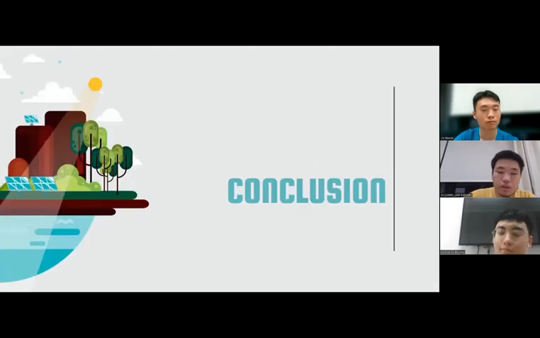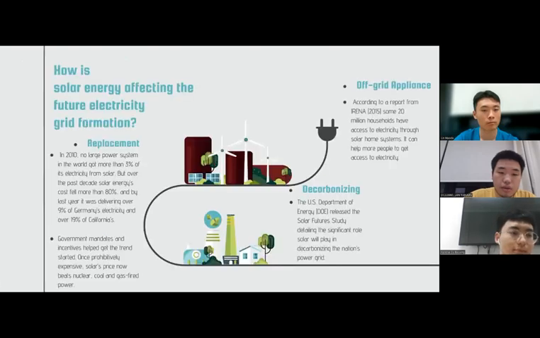And the last part is the conclusion. The conclusion is mainly about how solar energy affects the future electricity grid formation. First, it's decarbonizing. Because it's a renewable energy, it will play a big part in decarbonizing. And the second is replacement, because it's becoming cheaper and cheaper. Solar price now beats nuclear, coal and gas-fired power, and can potentially replace this traditional energy.